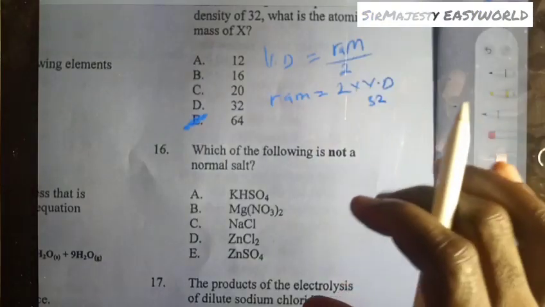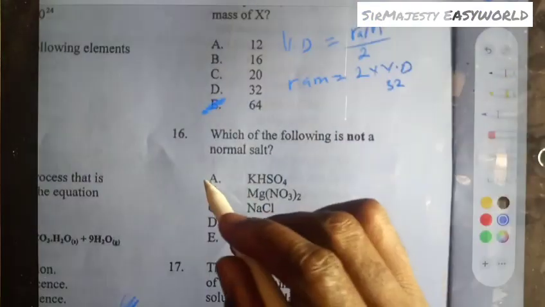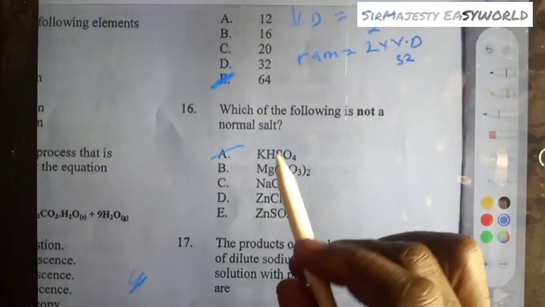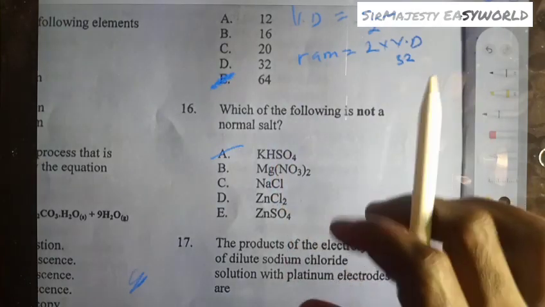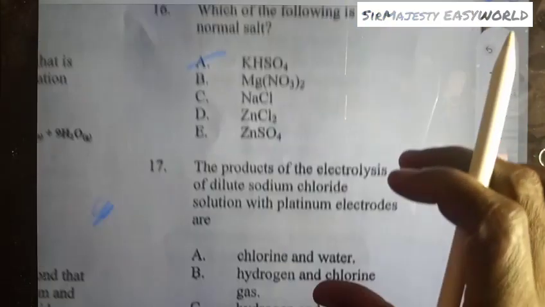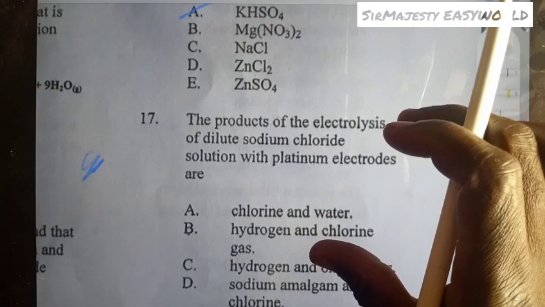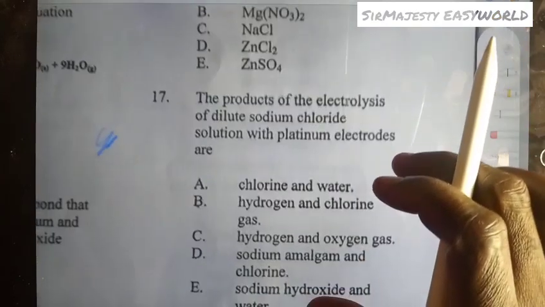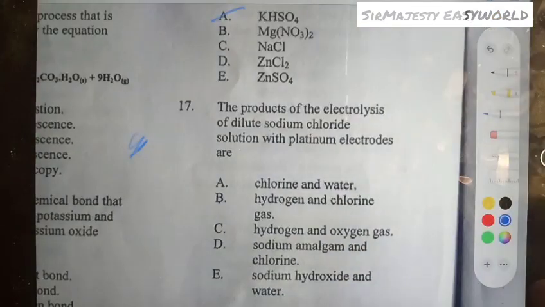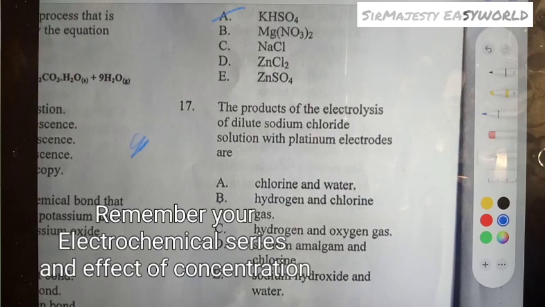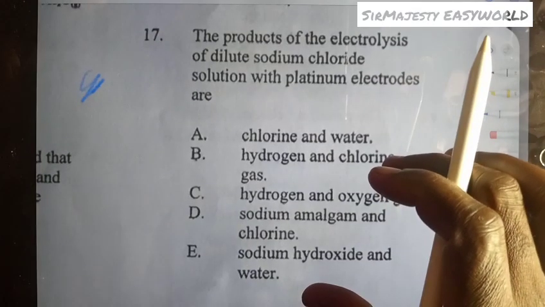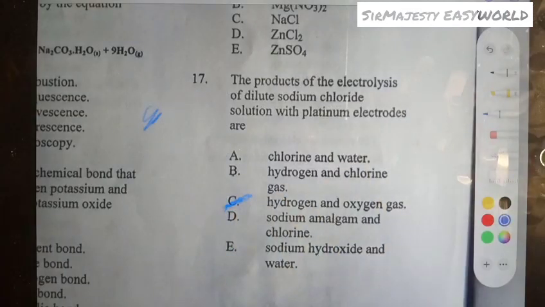Which of the following is not a normal salt? Option A is an acid salt because it has hydrogen, it's not properly neutralized. Then question 17 says the product of electrolysis of dilute sodium chloride solution with platinum electrodes. Remember your activity series, sodium will not come out, chlorine will not come out because it's dilute. Therefore, we are looking at hydrogen and oxygen gas, which is option C. So we go to question number 18. Number 17 we said is hydrogen and oxygen gas.